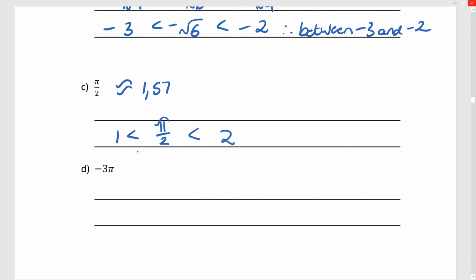And the same for negative 3 pi. That is more or less equal to negative 9,42. So therefore it is between negative 10, and remember now we're working backwards on the number line, negative 9.